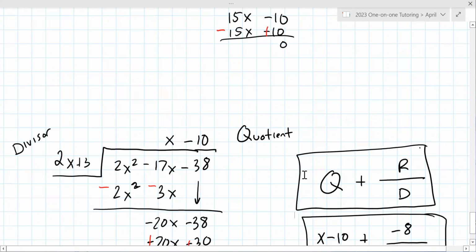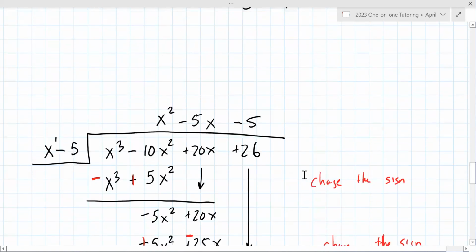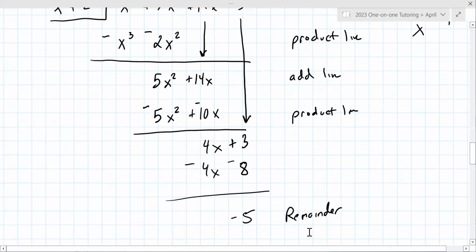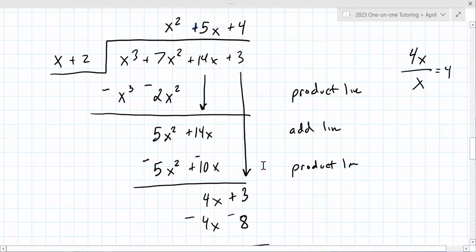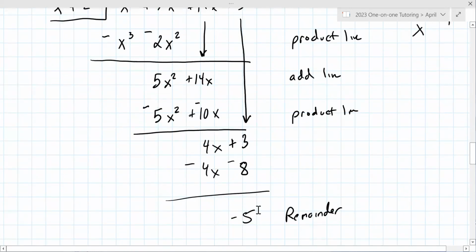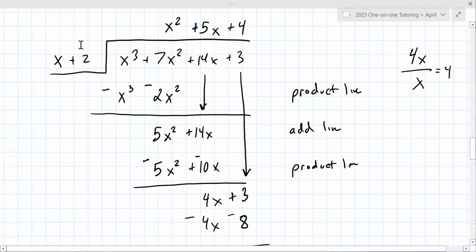So if we go back to a previous problem where we actually had a remainder, like this one, would that one be written as, you start with the quotient, all of that, x squared plus 5x plus 4, and then it would be -5 over x plus 2 next to it? Exactly.